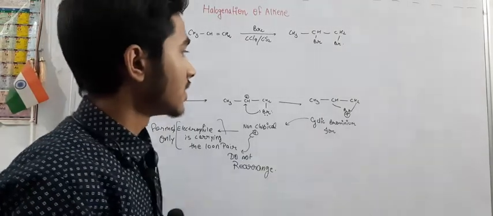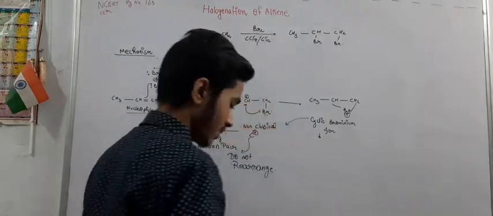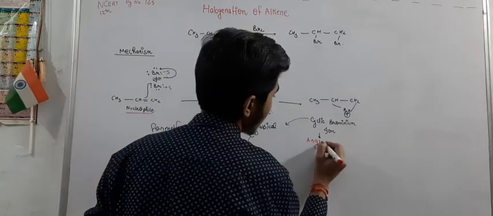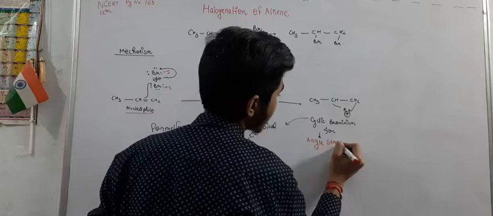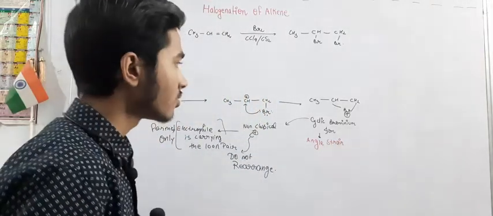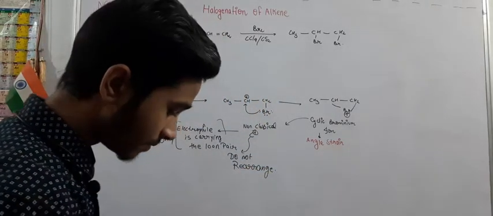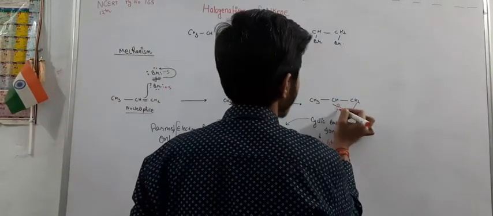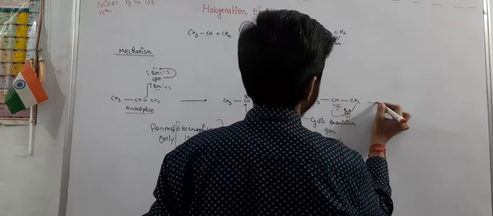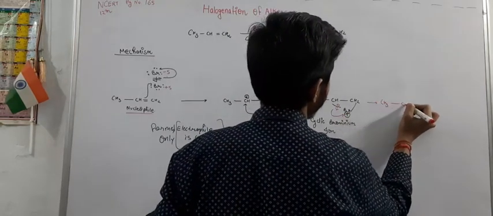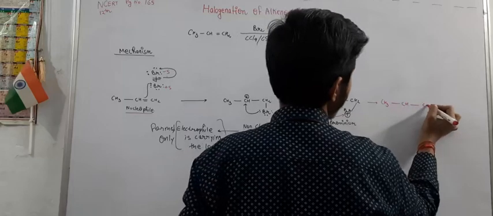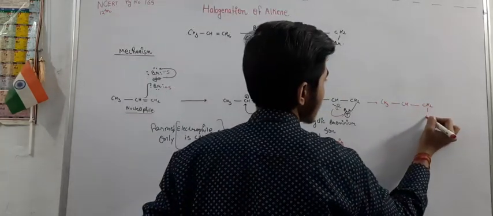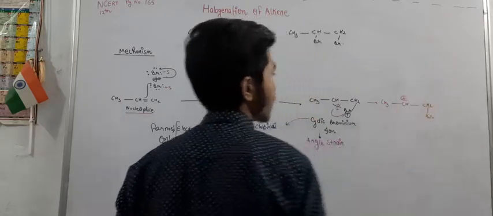Okay. Now this is highly unstable. Why is it highly unstable? Due to angle strain. Three-membered cyclic rings are full of angle strain, so they are unstable. Now what will happen? This bond cleavage will take place, and the resultant thing formed here is CH3CH-CH2 and this Br along with this carbocation.